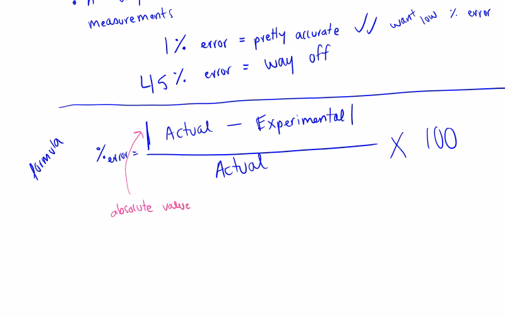So if you were to subtract the numerator and get a negative value, then you know that you need to make it positive because it's an absolute value. The actual value is always going to be given to you in the problem. And some words that you might see that give away that it's your actual could be the true value, the known value, or the accepted value.